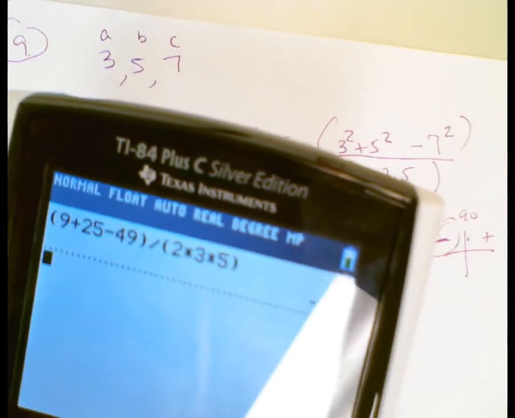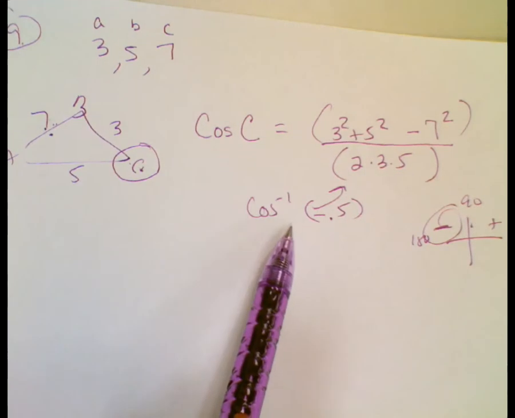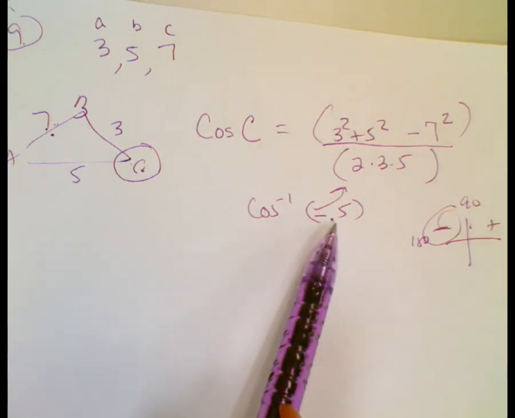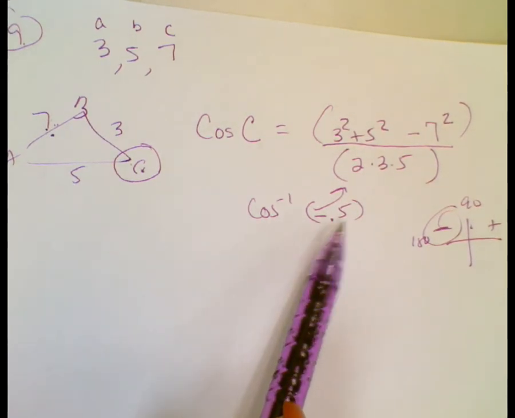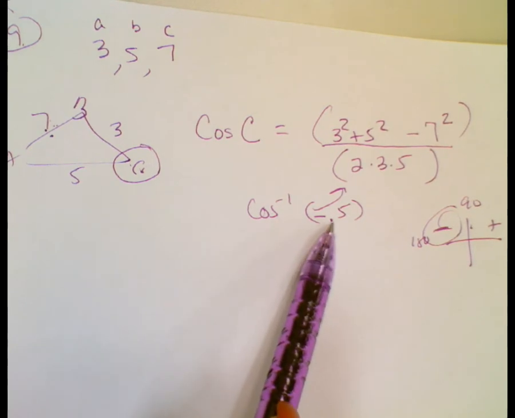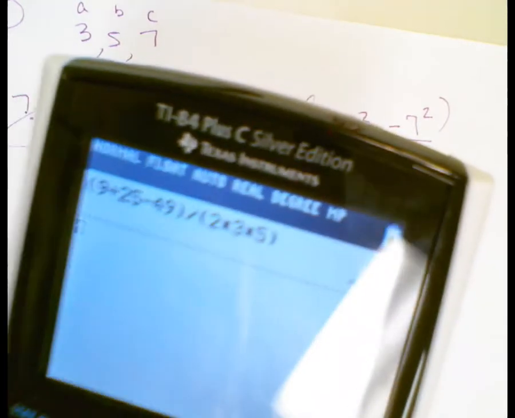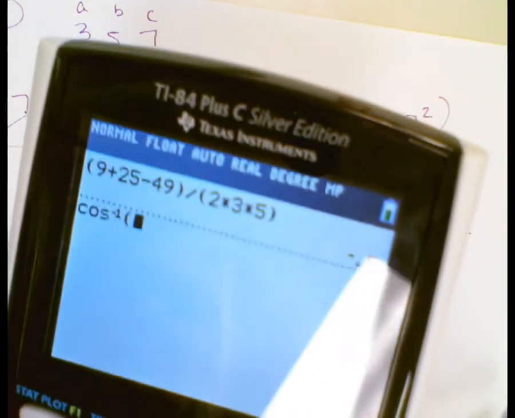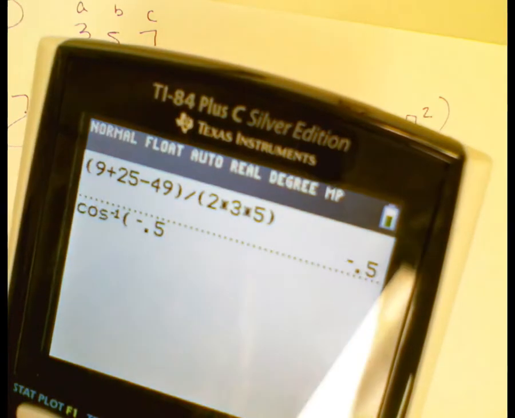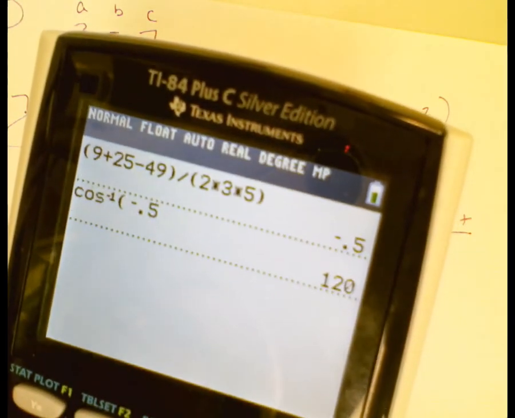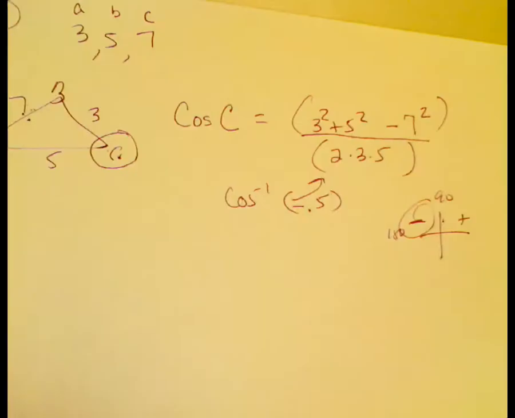Let's see how big it is. Well, we actually know what it is. When's cosine 1/2? Isn't that 60? But it's not 60, is it? Because it's negative. It should be 120 if you guys are good with your unit circle. Let's verify that. Second cosine. We'll just highlight that. And you get 120. You should have known that from your unit circle.